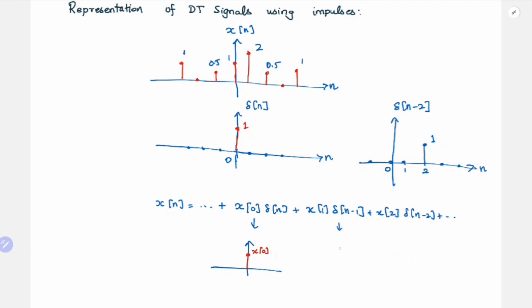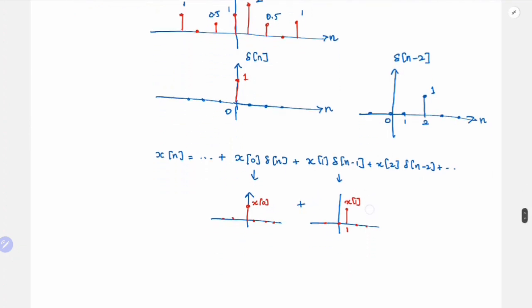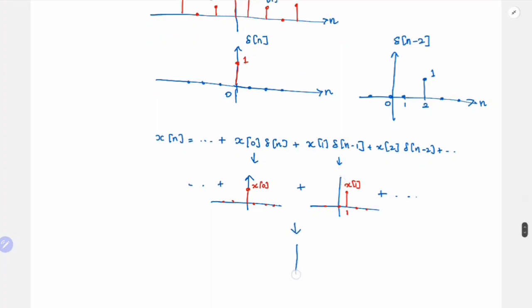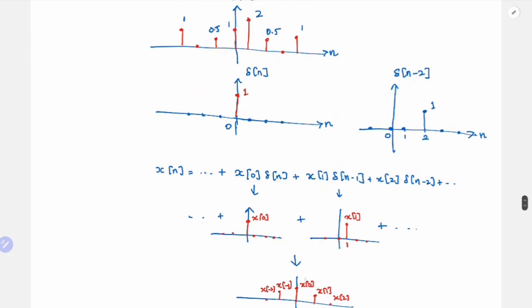And what will this look like? It will have the x of 1 value at 1, right? And everywhere else it will be 0. And this also will be 0 everywhere. And once I add this all up, what will I get? I should get back the entire signal x of n. So that is what I have written on the left hand side. So I'll have x of 0, x of 1, x of 2, and this side I'll have x of minus 1, x of minus 2, right?